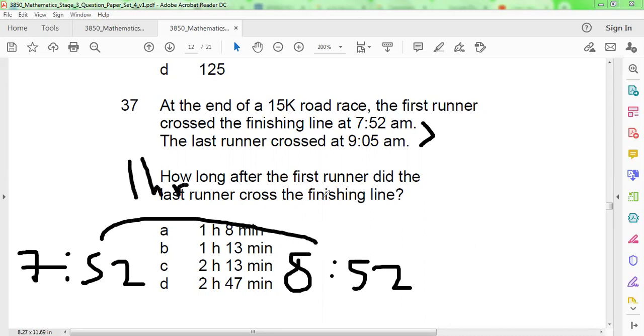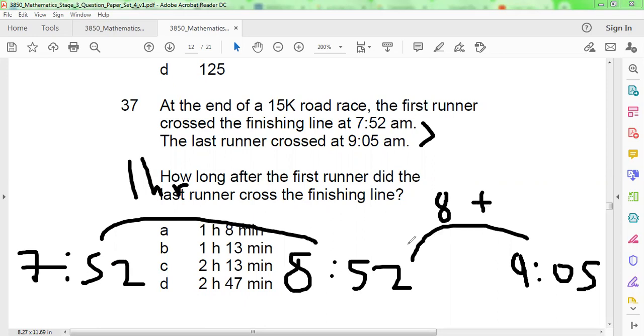Now the last time is what? 9:05. So we need to calculate how many minutes you have between 8:52 and 9:05. So let's check this out now. 8:52 to 9 o'clock is 8 minutes. If this 8:52 means 8 minutes to 9, all right? And then 9:05 is 5 minutes past 9. So that's 13. So between 8:52 and 9:05, that's 13 minutes. So the answer is 1 hour and 13 minutes.